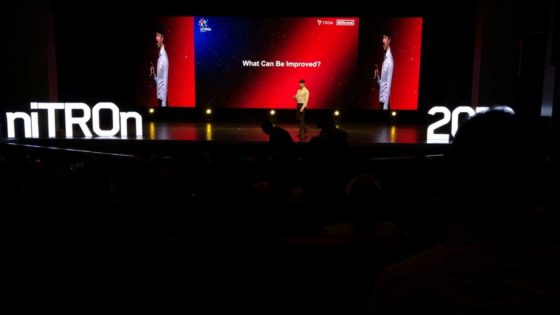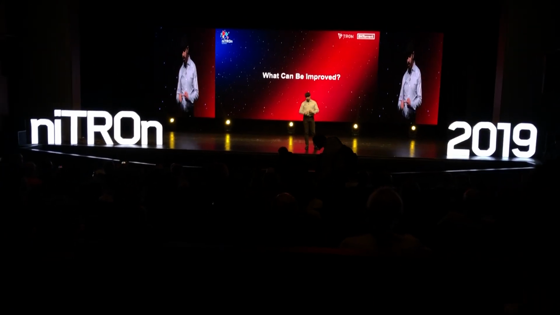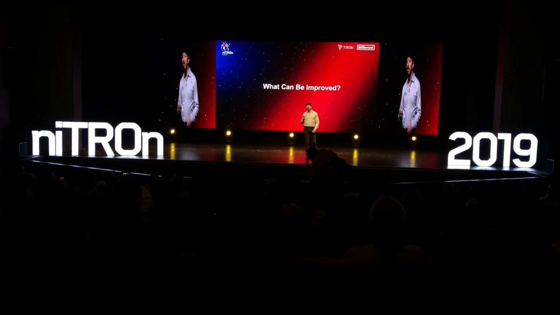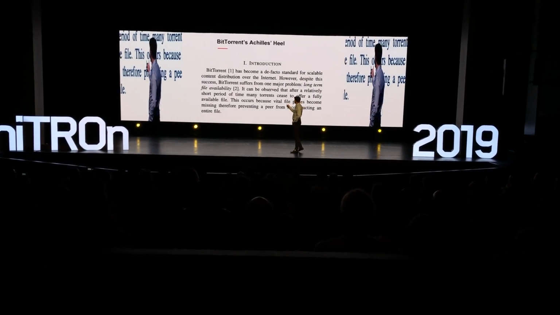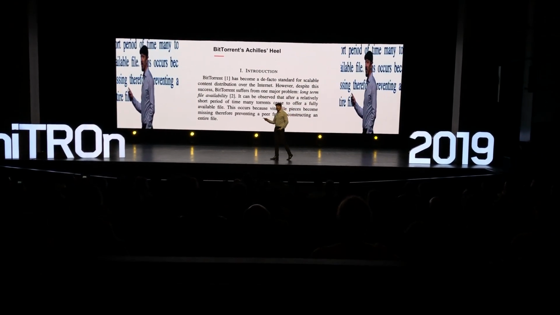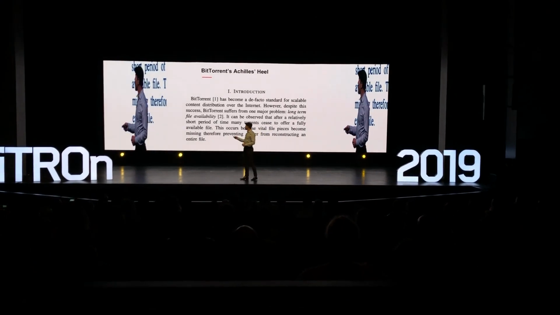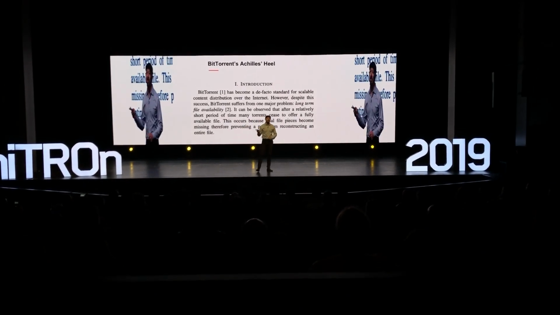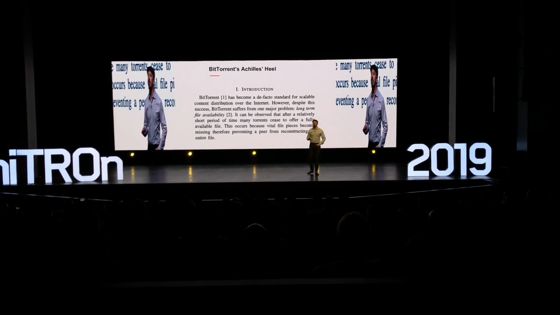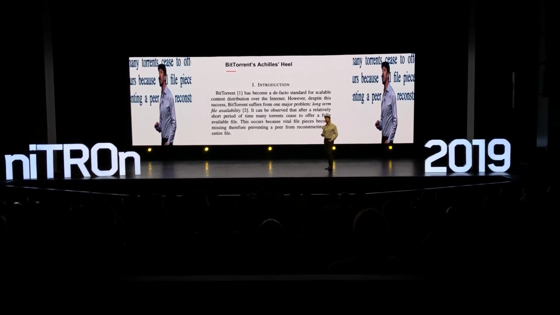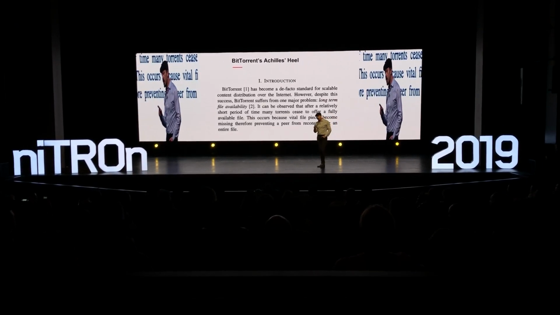Okay, so that is BitTorrent's overview, and that is what works really well. So here's what can be improved. I showed a quote earlier about how BitTorrent is the de facto standard for scalable distribution. Let me pull the curtain back a little bit and show the rest of that quote. The bad news is that there is a problem. There's trouble in paradise. There's a file availability problem. By some measures, up to 38% of torrents experience periods of unavailability.